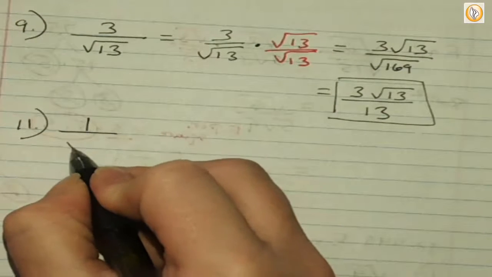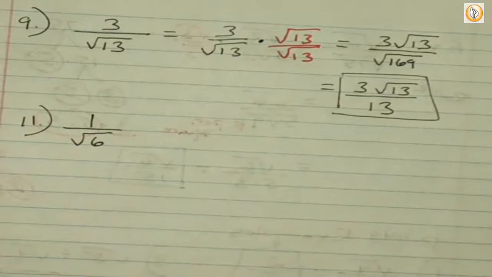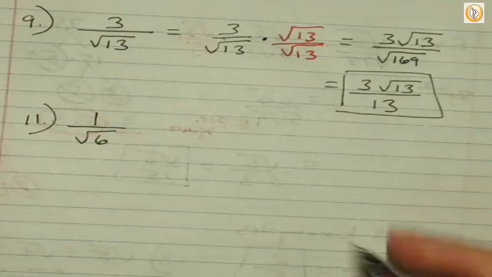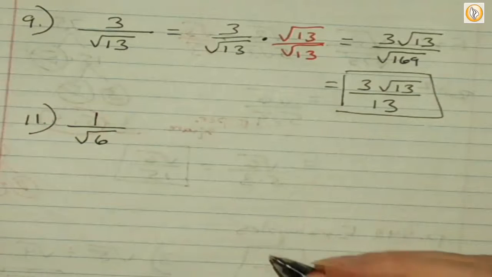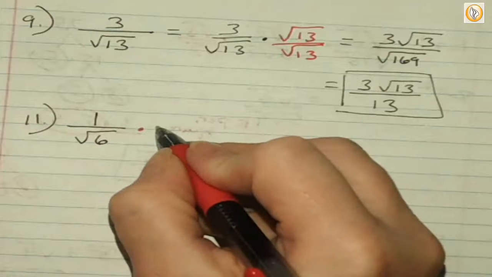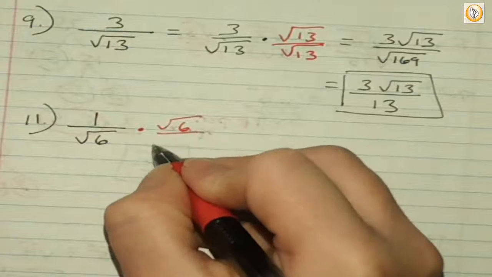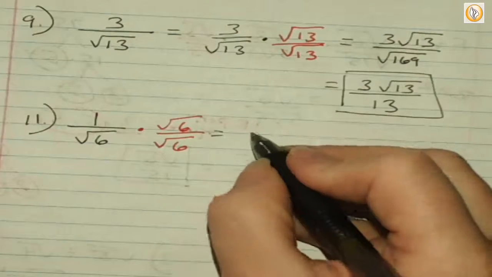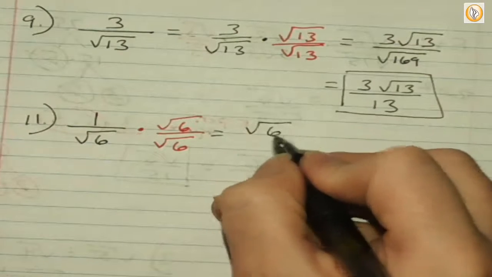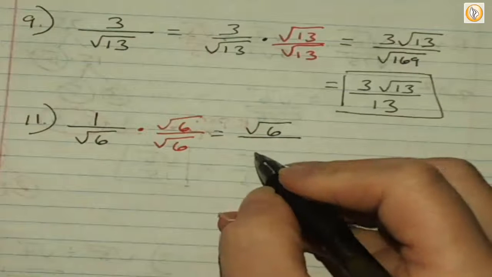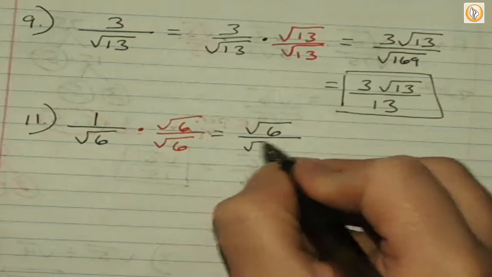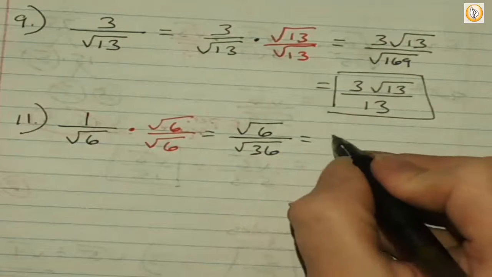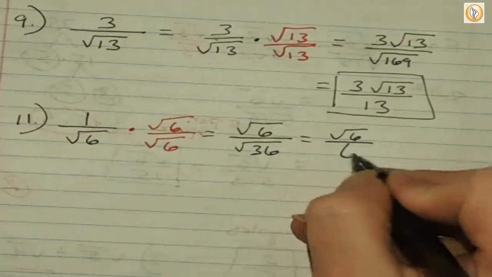With 1 divided by the square root of 6, you would multiply the top and the bottom by the square root of 6. Very good. And you would get 1 times the square root of 6, just the square root of 6, over the square root of 36. And then it would be the square root of 6 over 6.